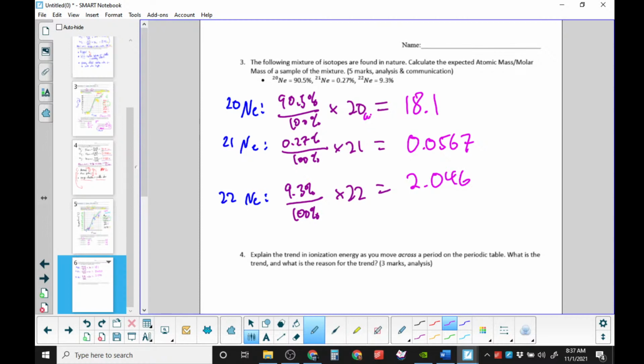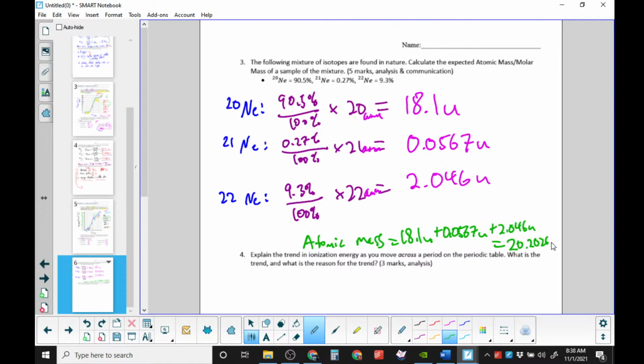Excellent. Units are AMU. If you get tired of writing AMU when you're doing this, you can just use U. That's an acceptable unit as well. And then you have atomic mass equals 18.1 U plus 0.0567 U plus 2.046 U, which is then equal to the total, which comes out to 20.2026 U.